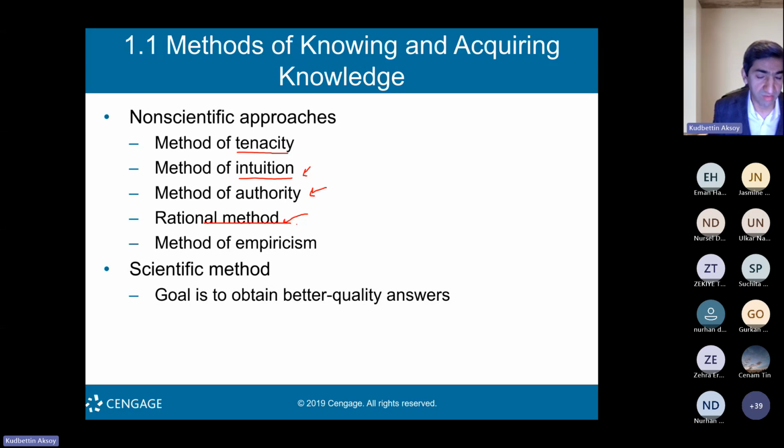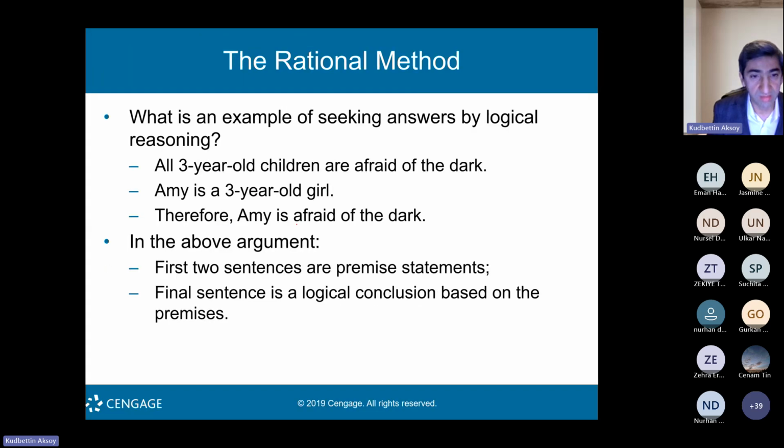And then the rational method. Rationality. We use our knowledge, and we go with it. I have one slide on rational methodology. You want to use your logical reasoning to access knowledge. For example, all 3-year-old children are afraid of the dark. Amy is a 3-year-old girl. Therefore, Amy is afraid of the dark. We just use our logic.